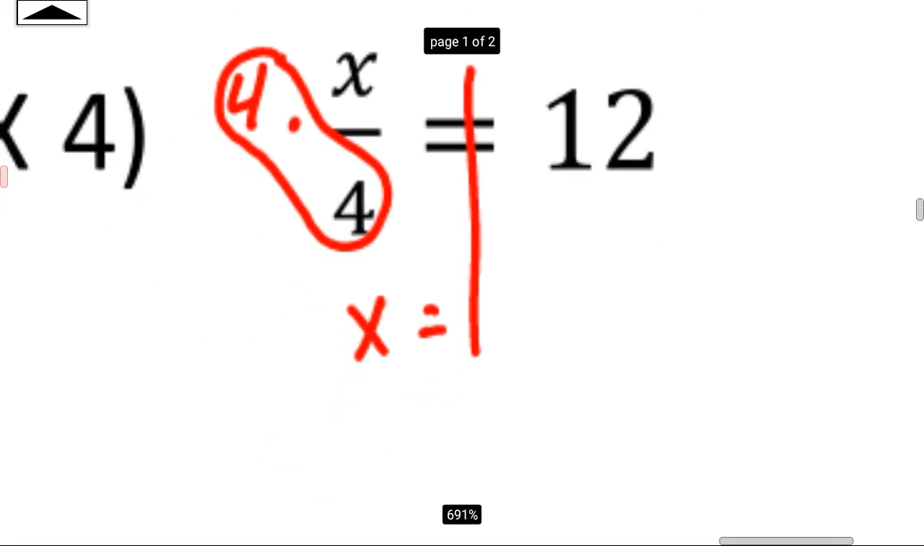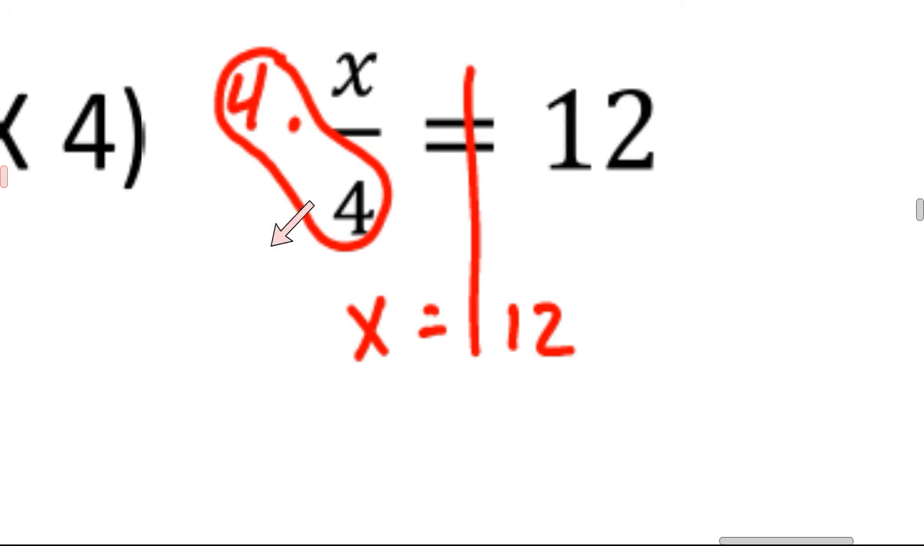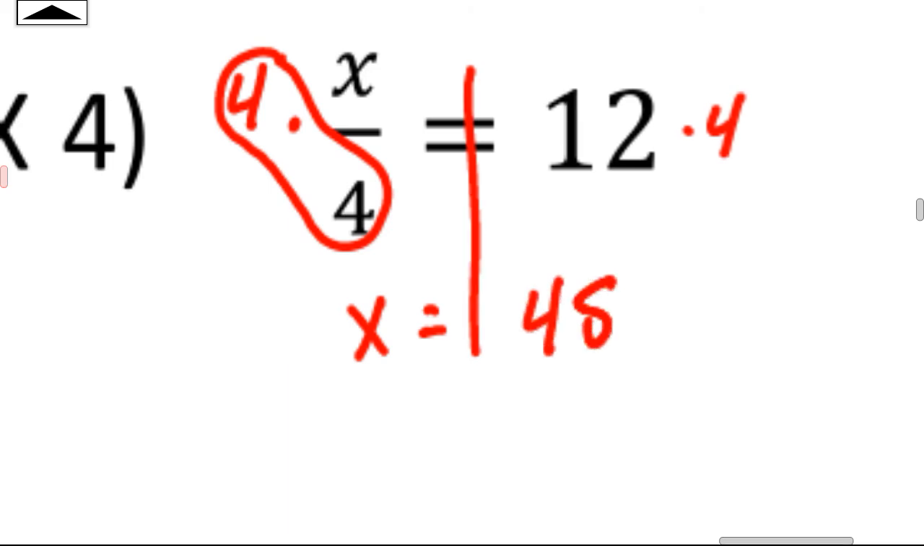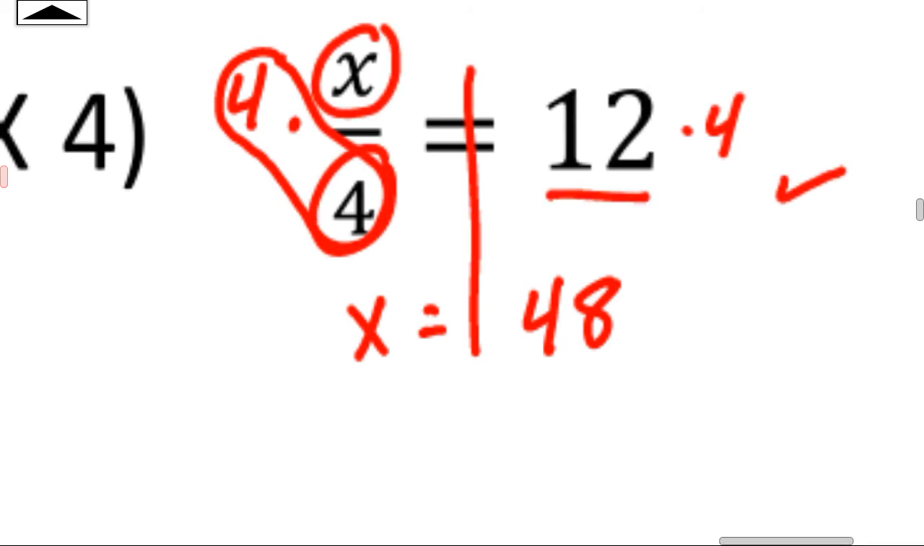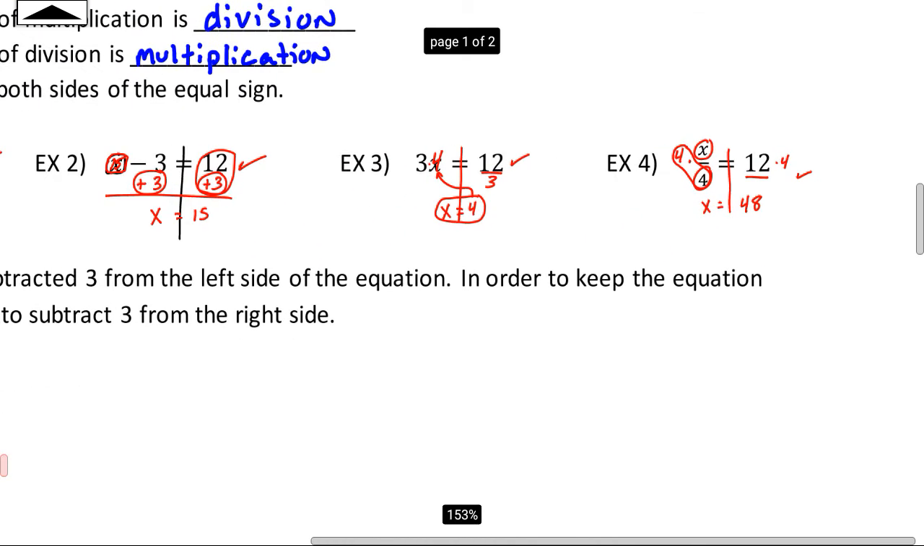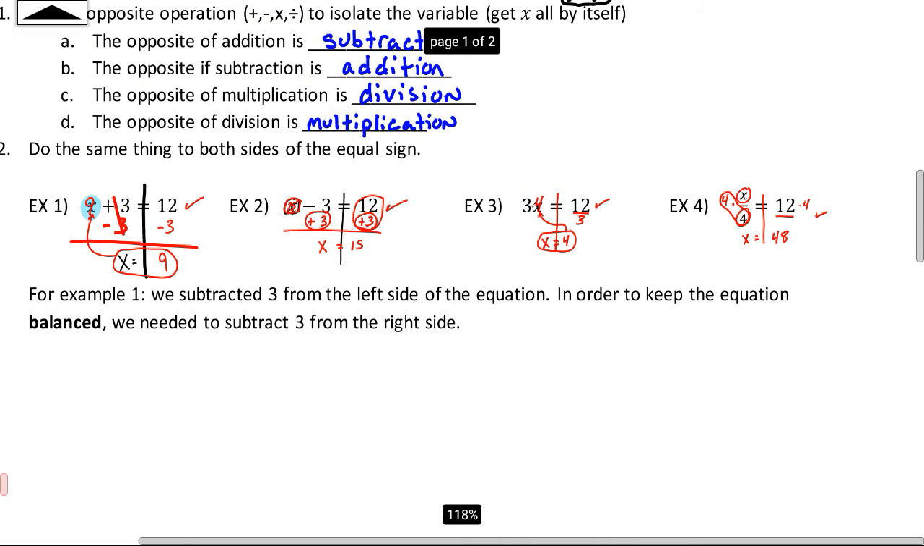Now I'm going to make a mistake. What did I do? Well, if I'm going to multiply this left side of the equation by a 4, what do I need to do to the right side of the equation? Also multiply it by 4. So 12 times 4 makes, what's that going to be? 48. Let's check it out. Is 48 divided by 4 12? Checks out.